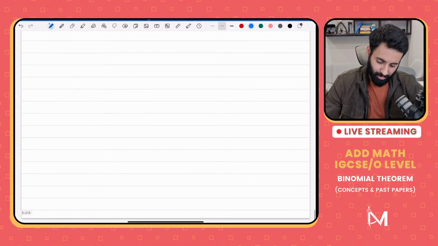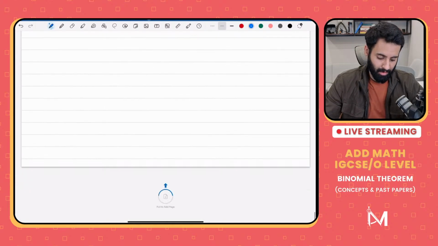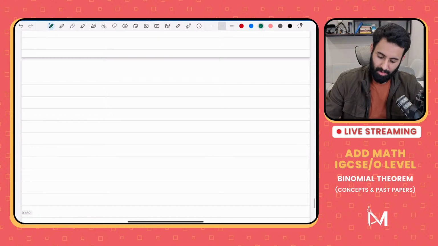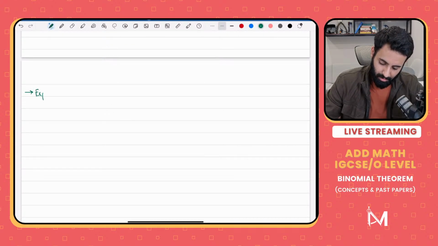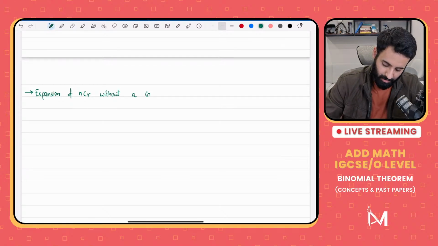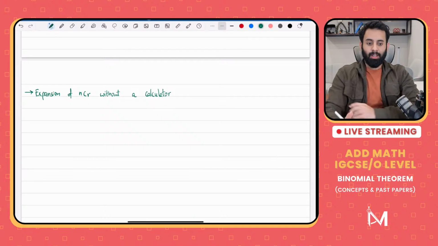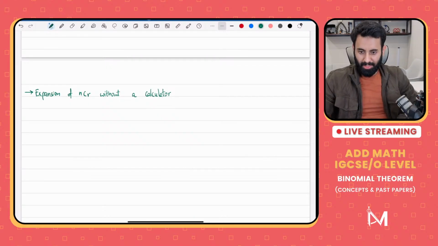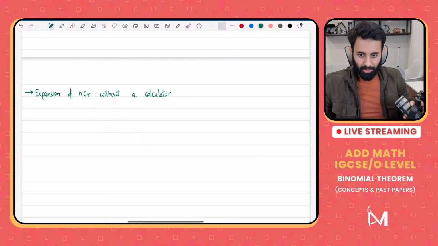Okay? So you can use your common sense here also. Now let's look at expansion of nCr without a calculator. The formula is not going to be of much help over here. So I want you guys to pick up a pattern.